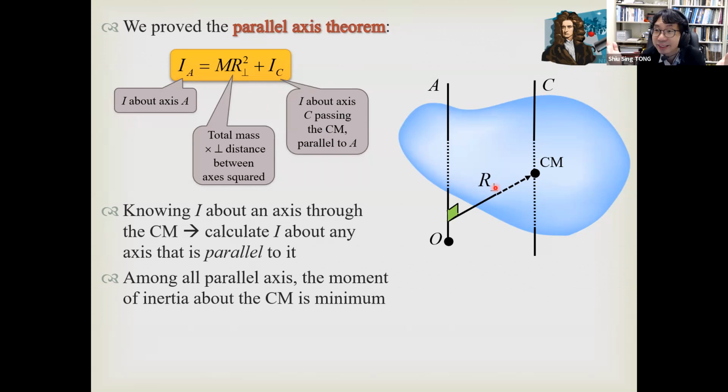Simple enough. Now, you should know that IC is on the side of M R-perp squared. IC is the moment of inertia about the axis that passes through the center of mass. If IC is equal to R-perp squared, then it just gives you the moment of inertia about the axis A, which is separated from C by a distance of R-perp.